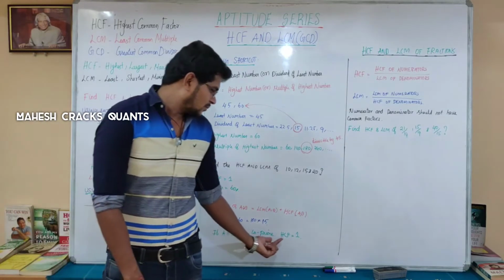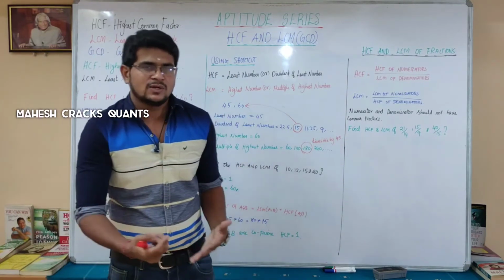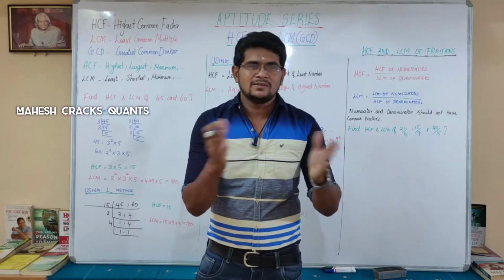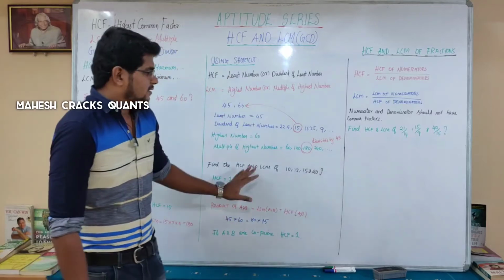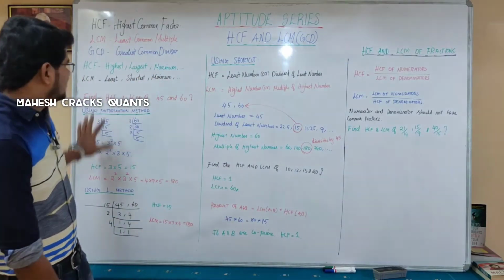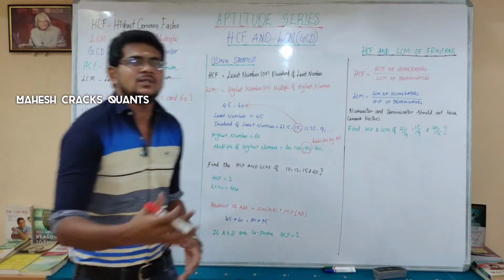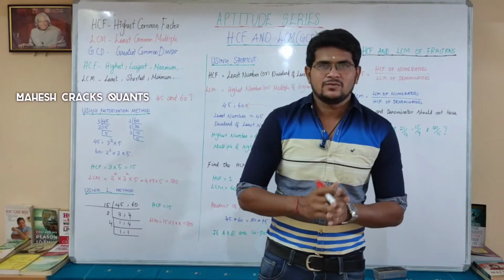If A and B are co-prime, the HCF is equal to 1. That is what I told you: if there is nothing common between 2 numbers, the HCF is 1. That's all. So in these 3 methods, you can take any method to solve LCM and HCF.